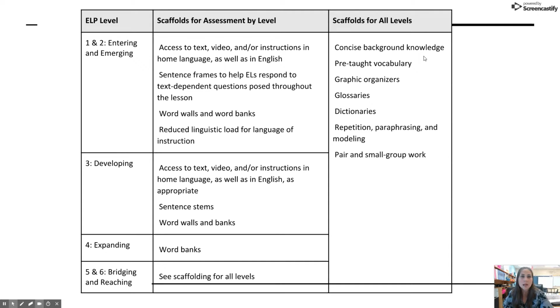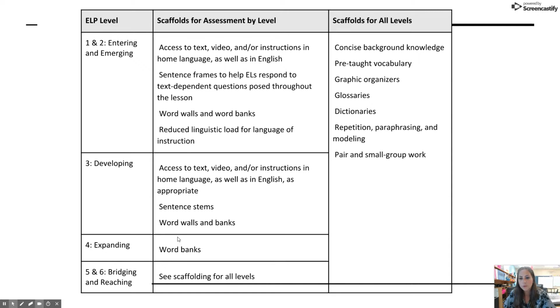Concise background knowledge. Before students read a text, you're going to front load by providing background knowledge. So if you're reading about trains, maybe give them some background knowledge about trains before they read that passage. Pre-teach the vocabulary. Graphic organizers, glossaries, dictionaries, repetition, paraphrasing, modeling, and pair and small group work are scaffolds that can be used for all levels, including our students that are proficient, including our students whose home language is English. These are things that could help all students.